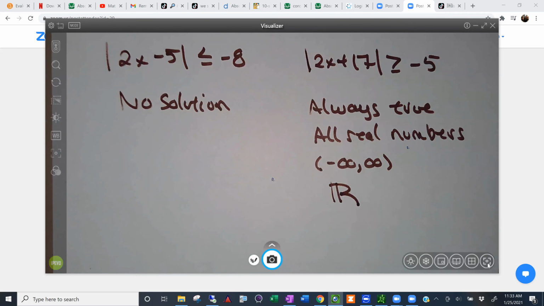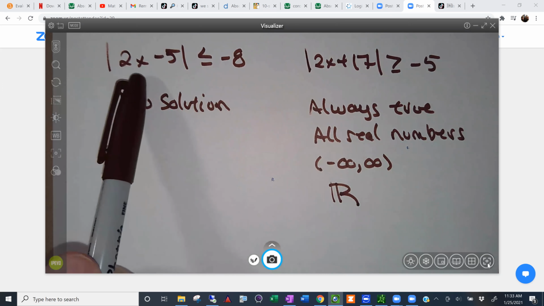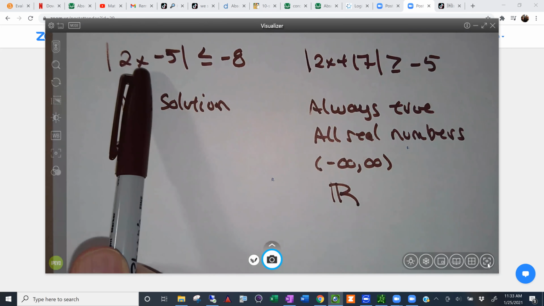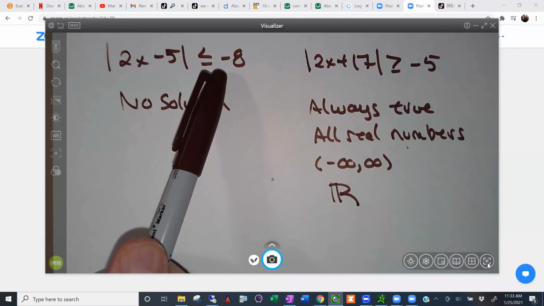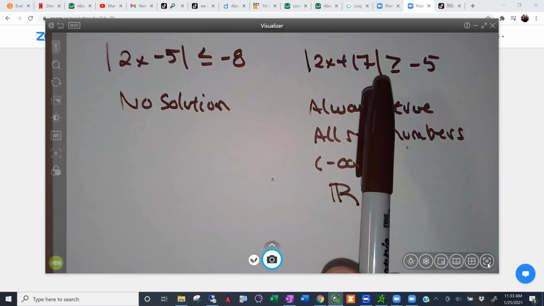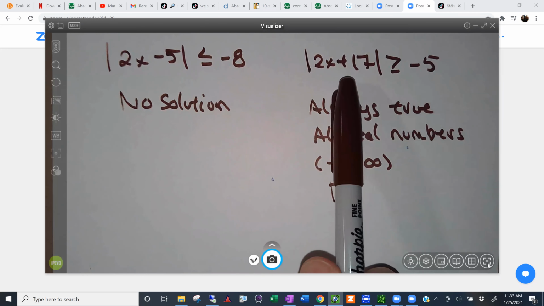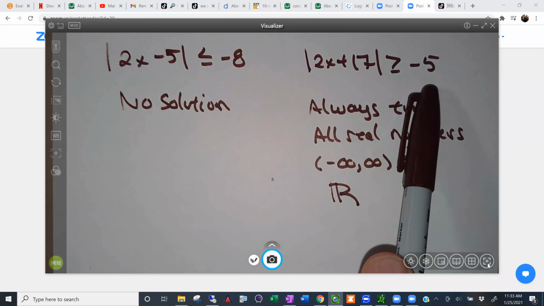So I have a question just to make sure I'm understanding this fully. Is it because in the first case, it's less than -8, which is impossible, and then in the second case, it's greater than, and that's why it's all real numbers? Exactly. Because no matter what number you take the absolute value of, you can put in any value of x that you want. When you take its absolute value, you're going to get something positive. A positive number is not going to be less than a negative number. So this can never happen. Whereas over here, a positive number or 0 is always going to be greater than or equal to -5.